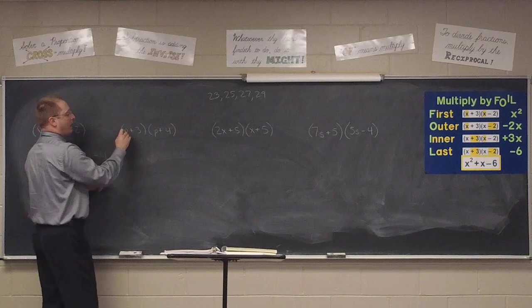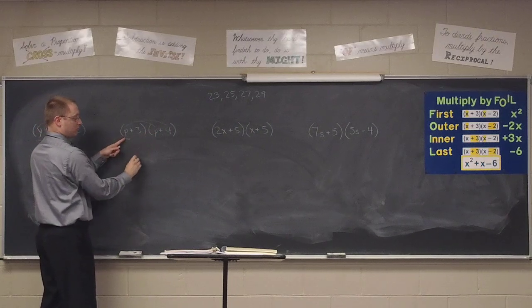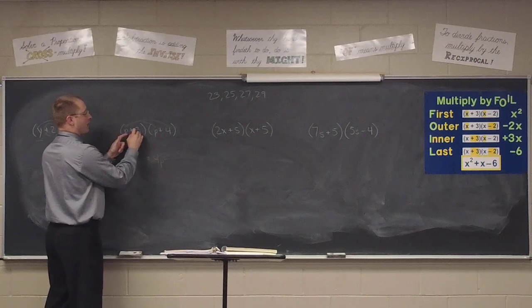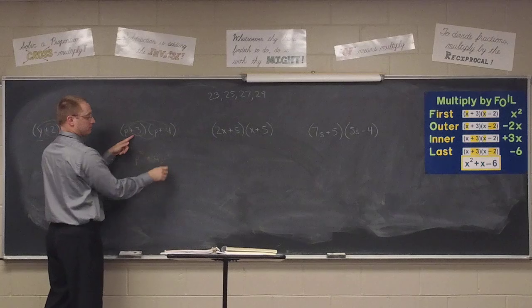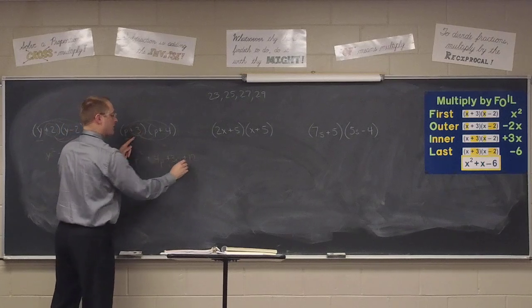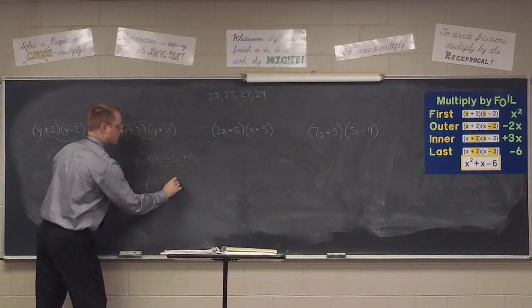On the next one, I'm going to double distribute the p. P times p, p squared. P times 4, 4p. Then I'm going to distribute the 3. 3 times p, positive 3p, and 3 times 4, positive 12. Then we combine our p's to get p squared positive 7p positive 12.